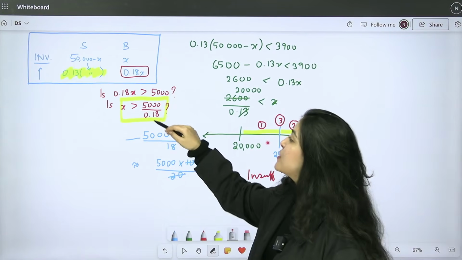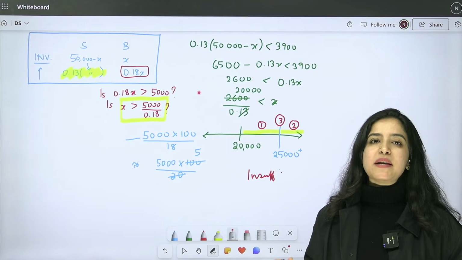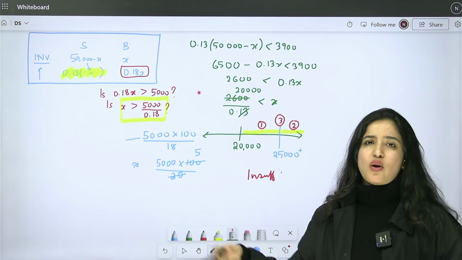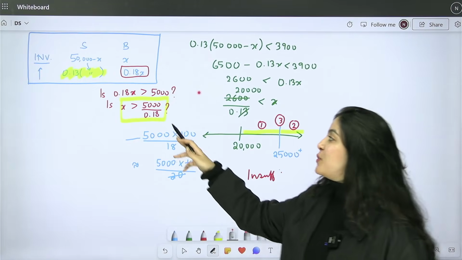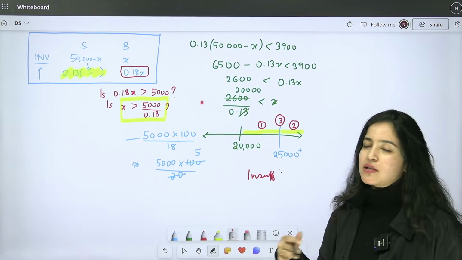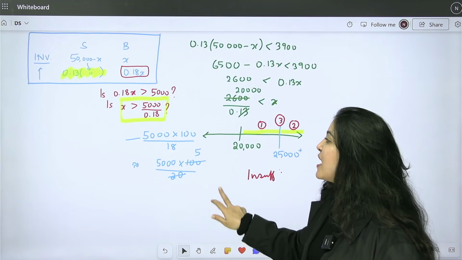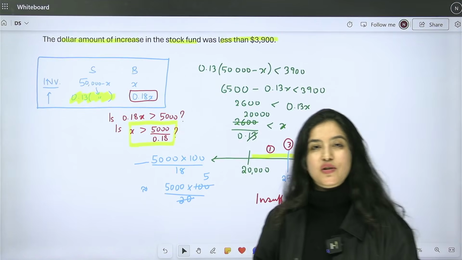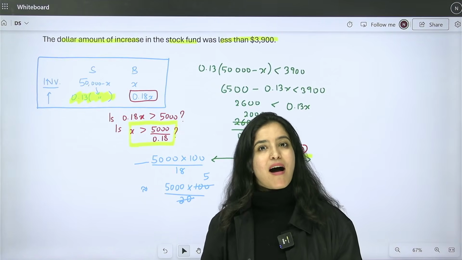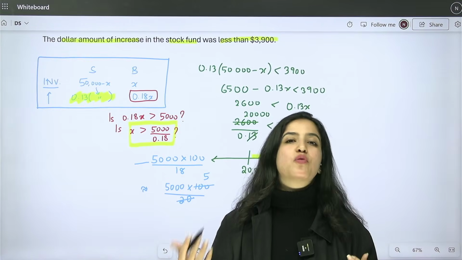And what helped us was this clarity that what is it that we ultimately have to do. We never went back, never thought about stock or bond anymore. Once we came here, it was then just about using your numbers, using the new given information, and we were through. So a question that has such a low accuracy doesn't really deserve to have such a low accuracy. It's not really that hard that half of the people could not do it. It's just about the way we approach the question.